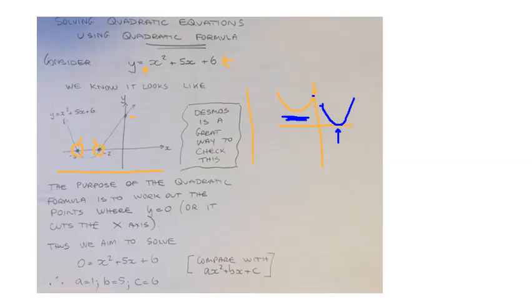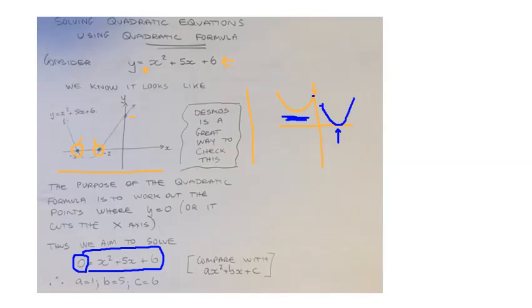So the purpose is to find the places where a quadratic cuts the x-axis. We will be cutting the x-axis when the y value is 0. So our aim becomes to find the values of x that allow x squared plus 5x plus 6 to equal 0.